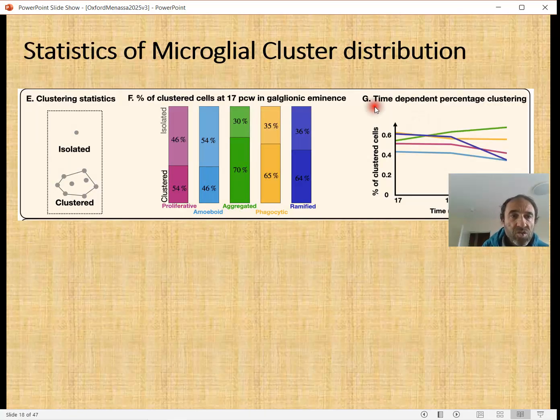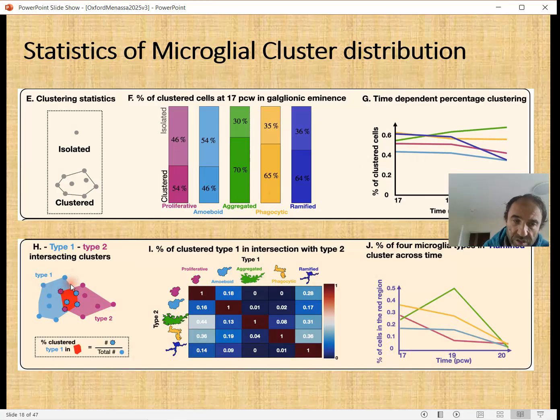So based on this, you can start looking at the clustering of cells. What is the fraction of microglia that are clustered for the different classes? You see that, for example, aggregates appear to be very much clustered compared to the other ones, with 70%, followed by phagocytic and ramified, and probably the least clustered is amoeboid. And you can see how this evolves across time.